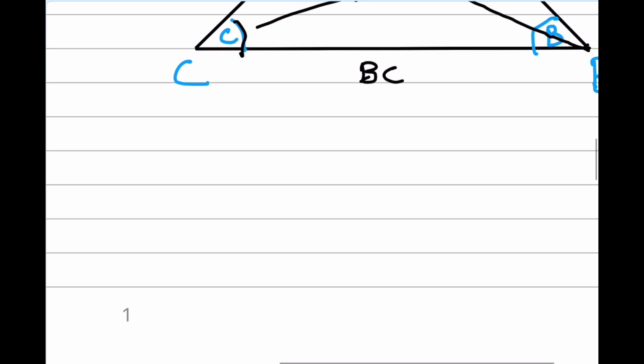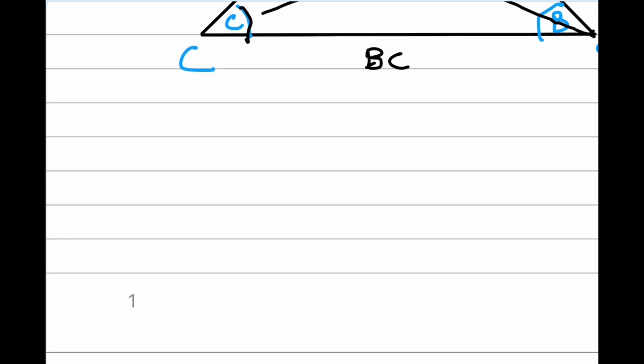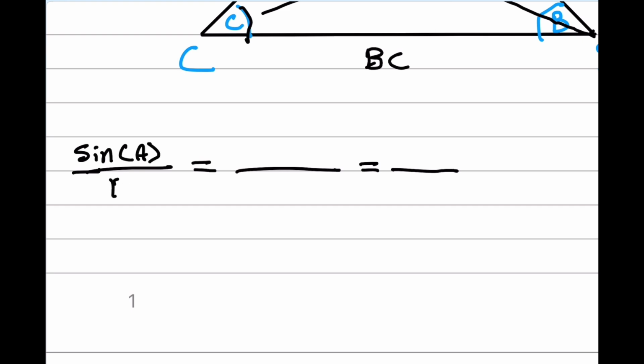So we got to the final form of the formula, which has three ratios: sine of angle A divided by BC is equal to sine of angle B divided by AC is equal to sine of angle C divided by AB. And this is the final form of the formula of the sine rule.